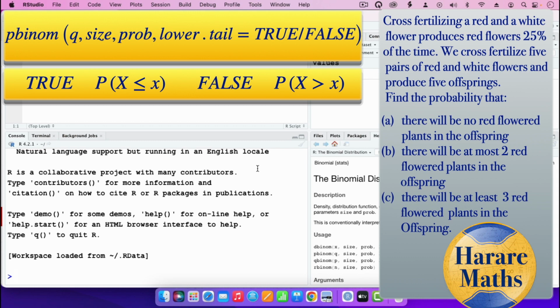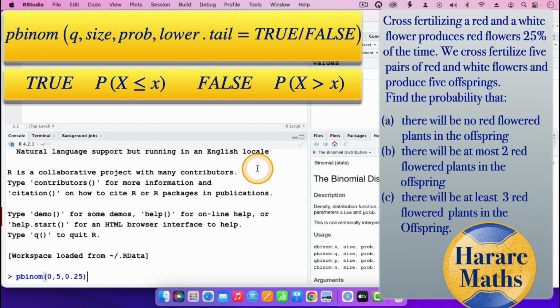So in this case, I'll type in my command pbinom, open parenthesis, and we want the probability less than or equal to 0, which gives us the probability of X equals 0. So I'll put my 0, then specify the size. The size in this case is 5, because we are repeating it 5 times. And then prob, the probability of success. We are looking at the probability of having the red flower, that's the success in this case. So the probability will be 0.25.